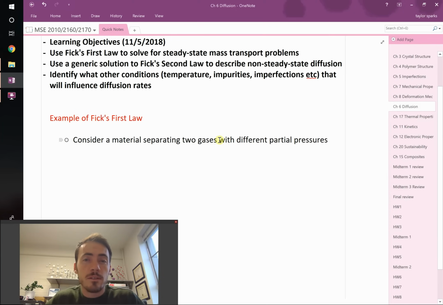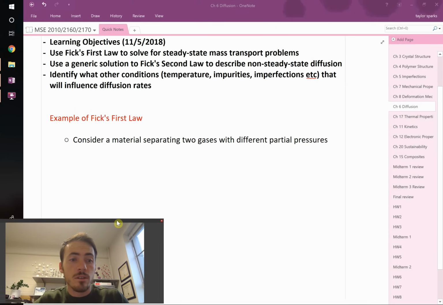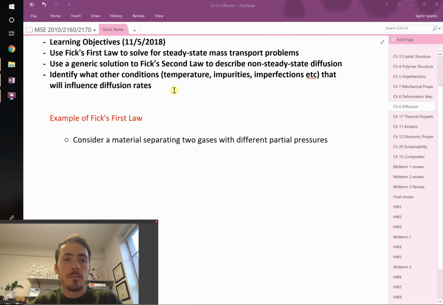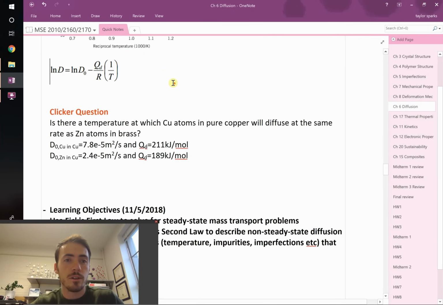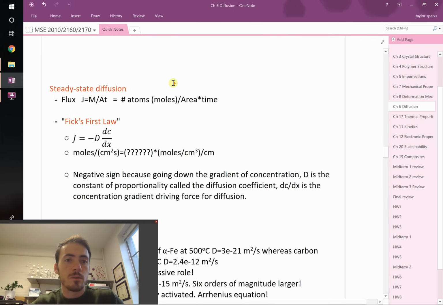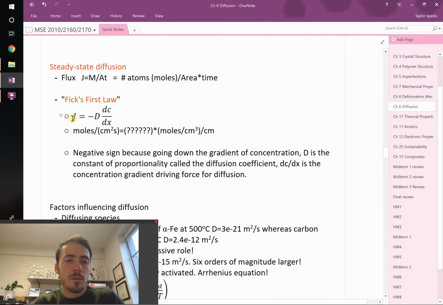Today's learning objectives. Last time you learned about diffusion. Diffusion was all about the flux, right? The flux is the amount of material that travels per area per time. And that can be discerned. The last thing we did in class was something called Fick's first law. Fick's first law basically said that the flux of material is equal to the negative constant of proportionality that we call the diffusion coefficient multiplied by the gradient in the concentration.